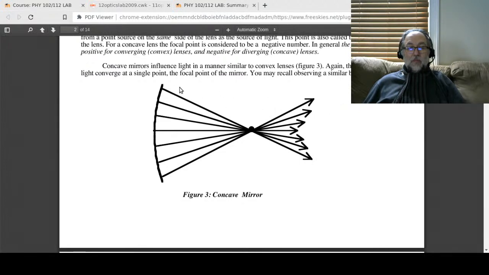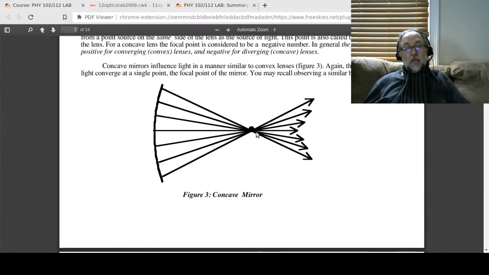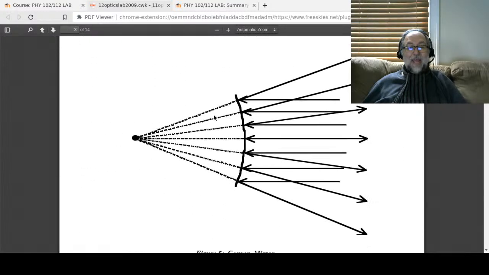And these parallel beams impinge on the mirror. Because of the shape of the mirror, it is going to reflect the rays such that they all pass through a focal point like that, okay? So for a concave mirror, you get the rays converging onto a focal point in front of the mirror. And as you can imagine, you can do the same thing with a convex mirror like that.